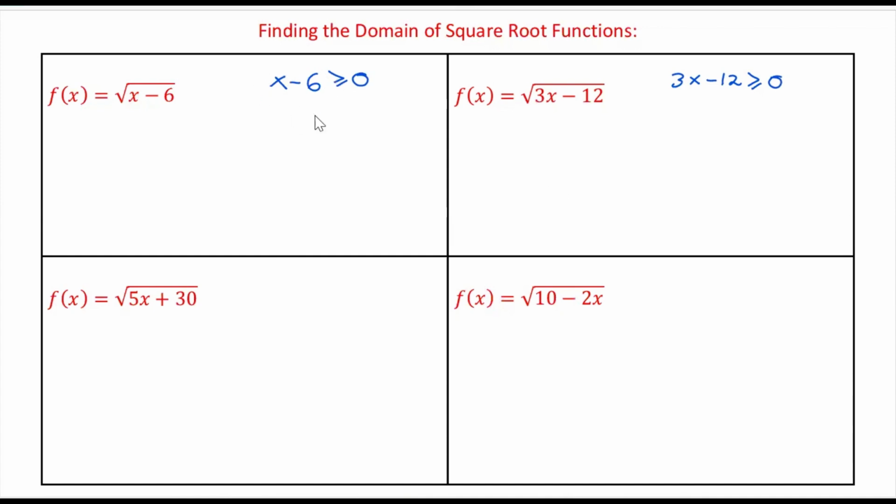So in the first example, x minus 6 should be greater than or equal to 0. Add 6 to both sides, so x has to be greater than or equal to 6. Otherwise, if you plug in a number less than 6, this expression, the radicand, will be negative. Therefore, the square root of a negative number will not be a real number. This function will not be defined. So our domain is all the numbers that are greater than or equal to 6.